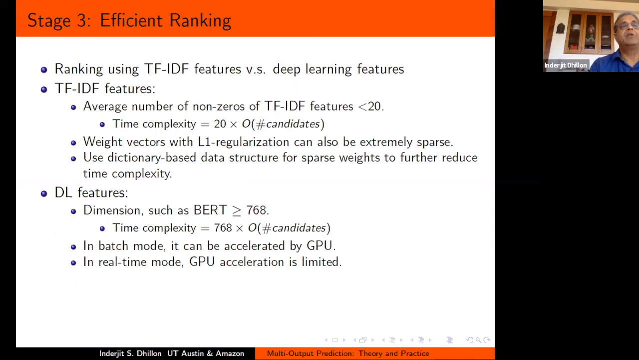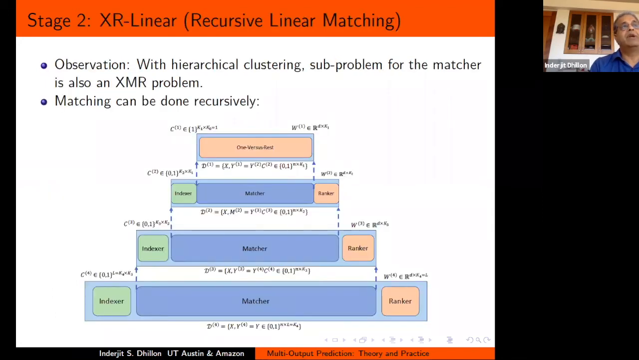Now, I want to spend a little bit more time on the ranking method. The ranking method, sorry, not ranking, but the matching part. The matching part is very critical because the matching gives you candidates, right? So we don't want to miss out on too many candidates. But at the same time, we want to prune down the search space aggressively.